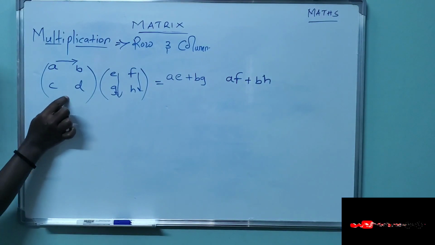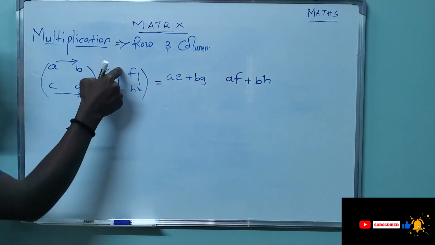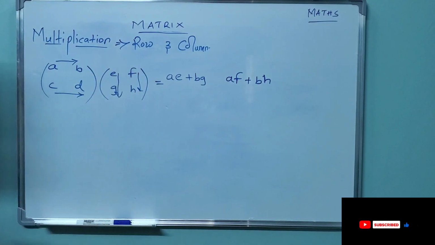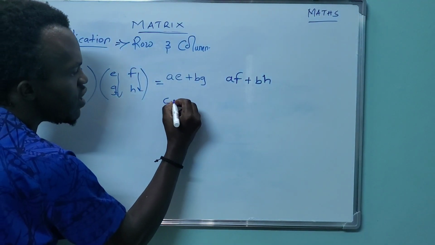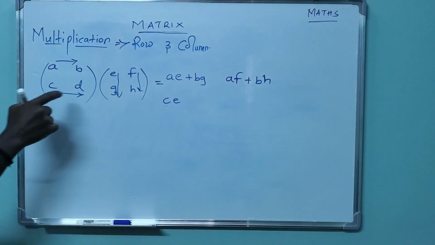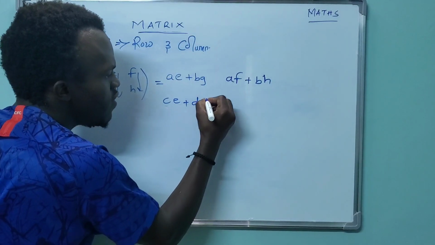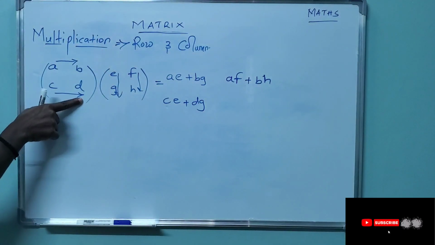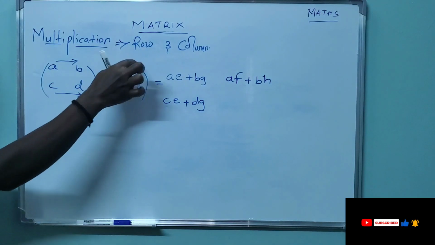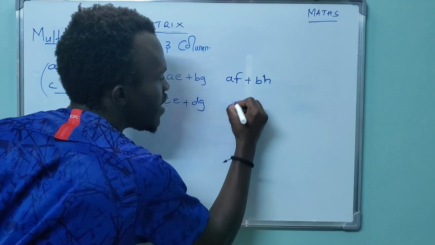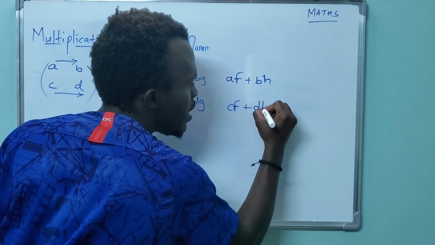Let me now go to the second row in my first matrix. This second row, I'm going to multiply also with the first column and the second column. So I'll come here and say C multiplied by E will give me CE there. Then D multiplied by G, I'm going to have there plus DG. Then again, this row multiplied by the second column, which means I'm going to have C multiplied by F, which is CF, plus D multiplied by H. I'm going to have there DH.